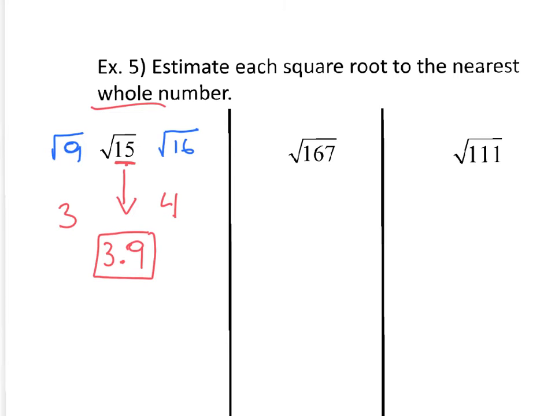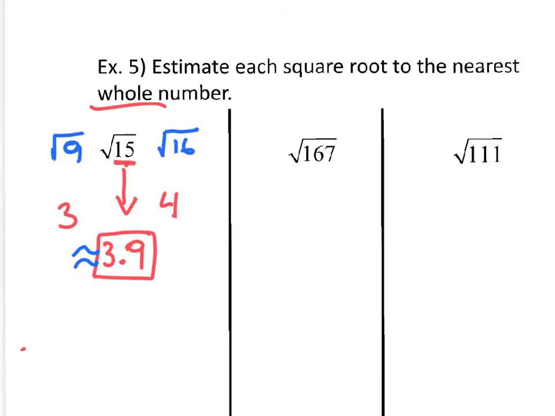Now it says up here that you want to estimate to the whole number. So since 3.9 is closer to 4, you can say it's approximately 4. Now the symbol that we use for approximation is not the equal sign, but we use this symbol here. So the square root of 15 is approximately 3.9.